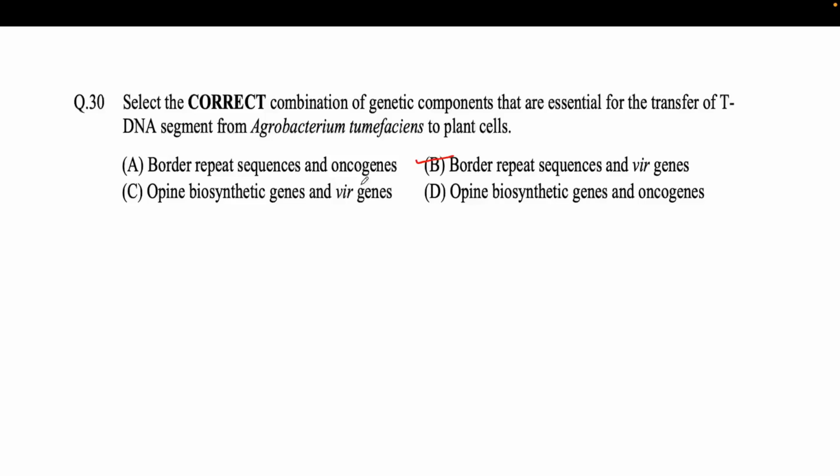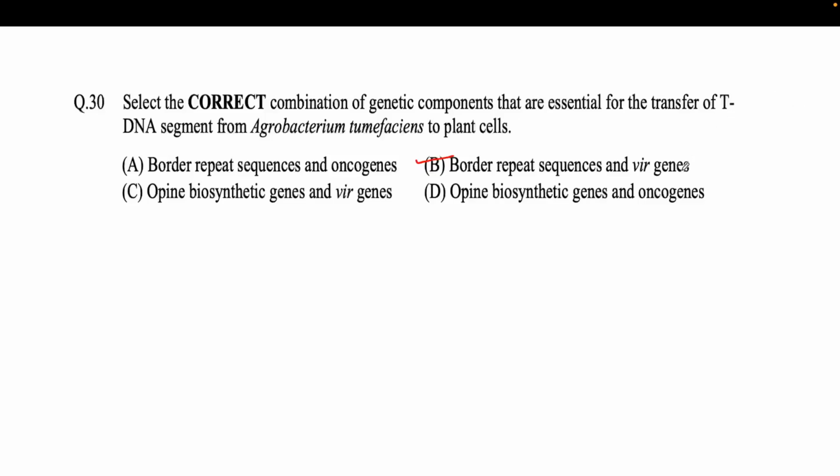Here the oncogenes means what? The auxin gene and the cytokinin gene. Oncogenes means cancerous gene which is multiplying continuously. That gene is called the oncogenes. So when you transfer your tDNA from agrobacterium tumefaciens to plant cell, that time this gene is not necessary for the transfer of tDNA.